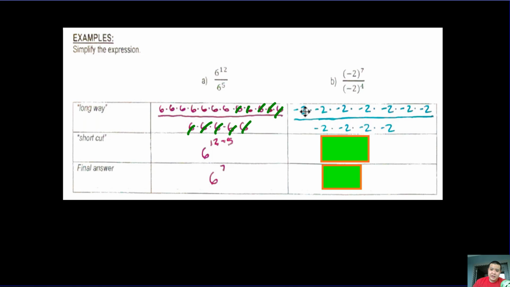What it should look like is negative 2 times negative 2 times negative 2 times negative 2 times negative 2 times negative 2 times negative 2, and 4 negative 2's on the bottom. We're going to cross out the ones that we can, the ones that cancel each other out. So this top, bottom, top, bottom, top, bottom, top, bottom. Here, we can do negative 2 to the 7 minus 4. Remember that these bases have to be in parentheses. And that's negative 2 to the 3rd.